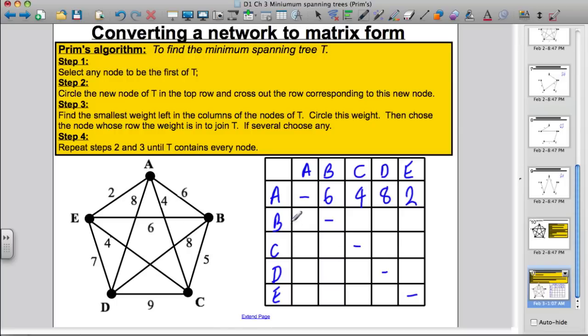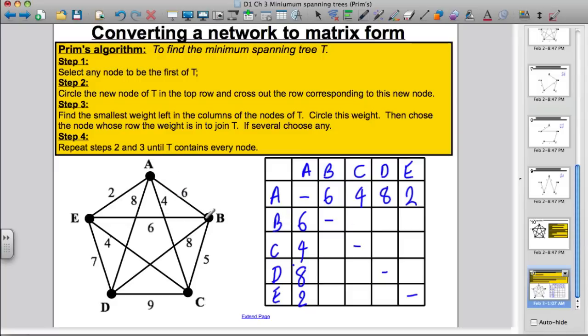Now in this particular graph it's symmetrical. This isn't a digraph, a directed graph. AE is the same as EA. So I can say that going downwards here, the symmetry here, the connection B to A is the same as A to B. So it's 6, C to A is 4, D to A is 8, and E to A is 2. So I can just from now on just copy downwards. Not always the case, but in this particular graph there's no direction assigned here. AB is the same as BA.